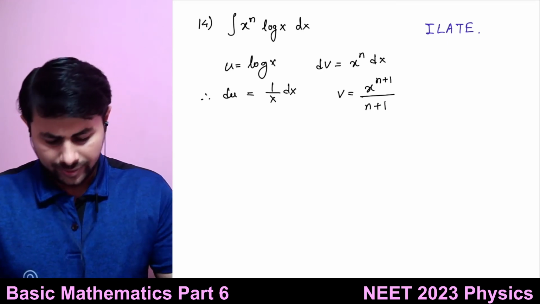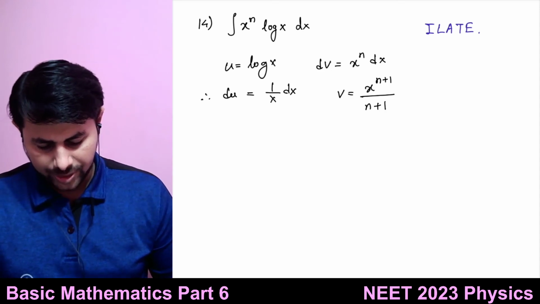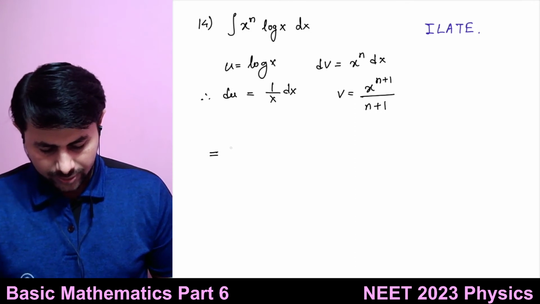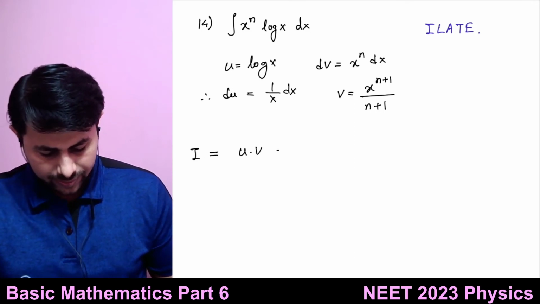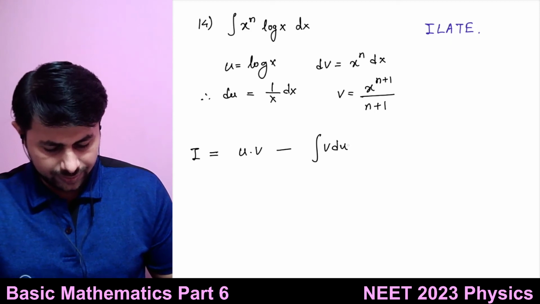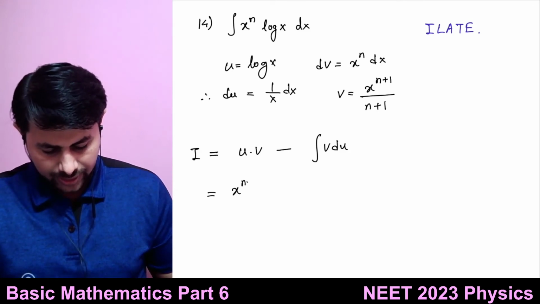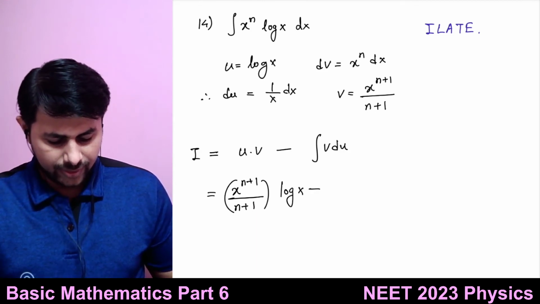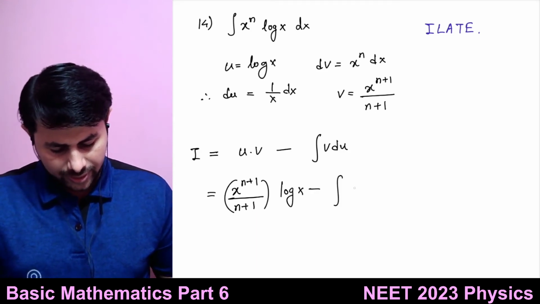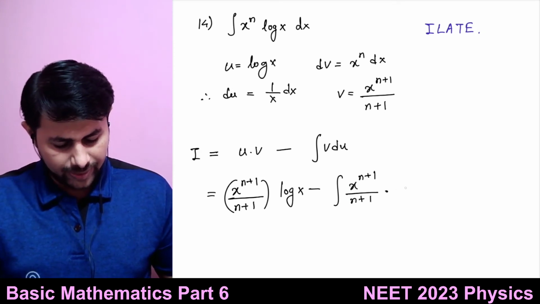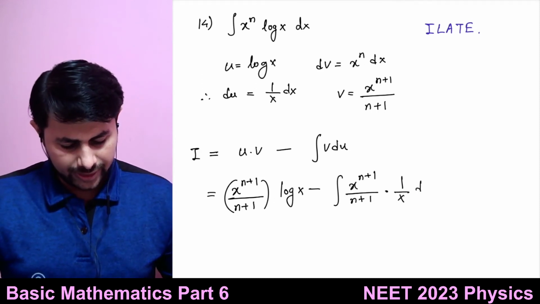Okay, so we can substitute that over here. What do we get? I equals u times v minus the integral of v du. What is u? Log x. What is v? x raised to n plus 1 divided by n plus 1. So x raised to n plus 1 divided by n plus 1 times log x minus the integral of x raised to n plus 1 upon n plus 1 multiplied by 1 upon x dx, right?